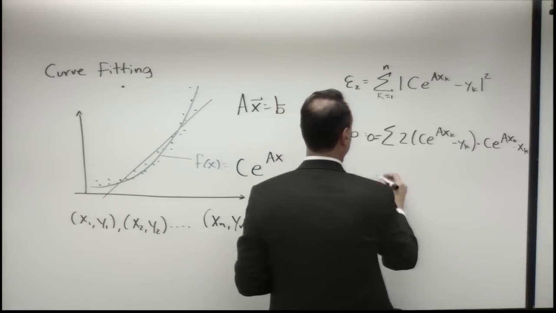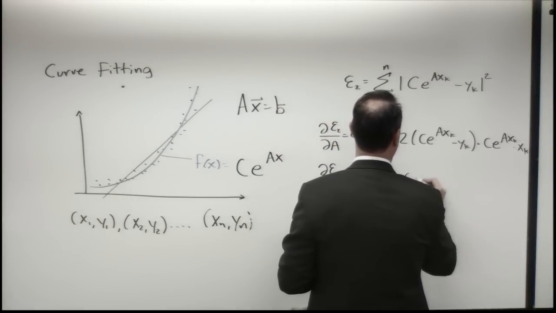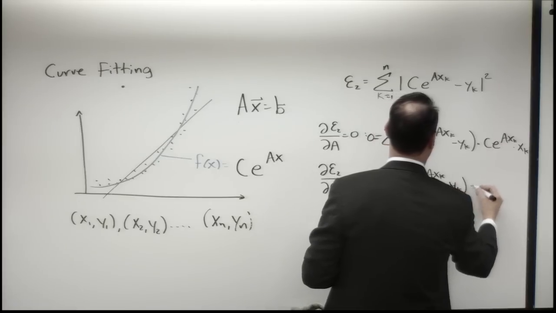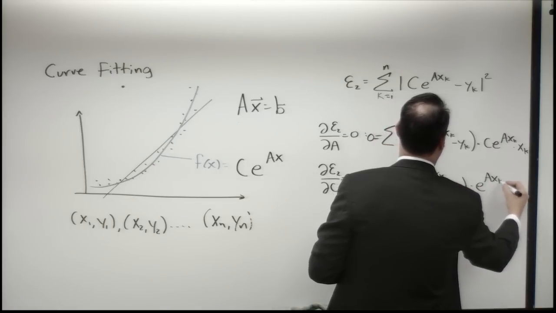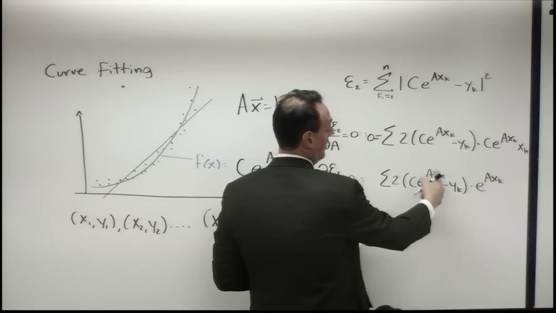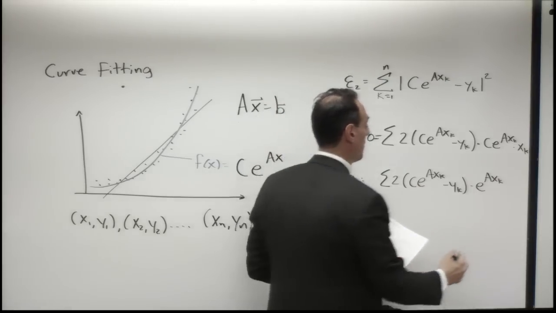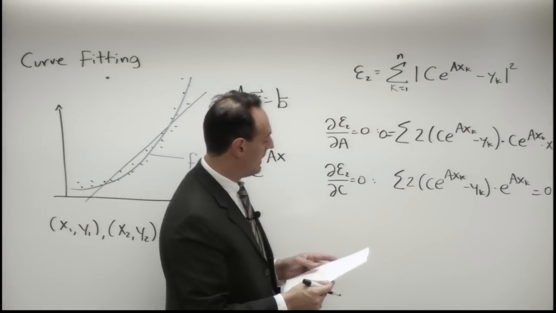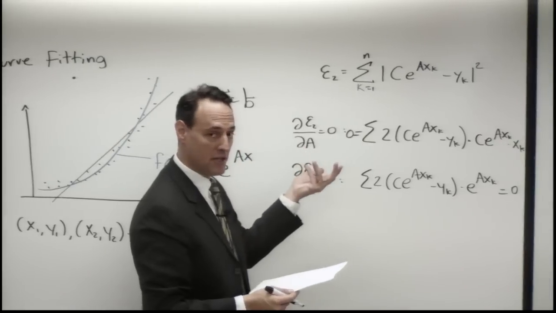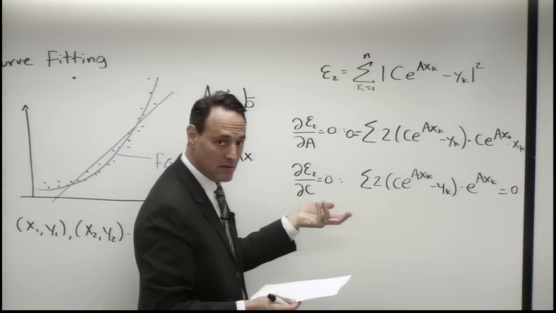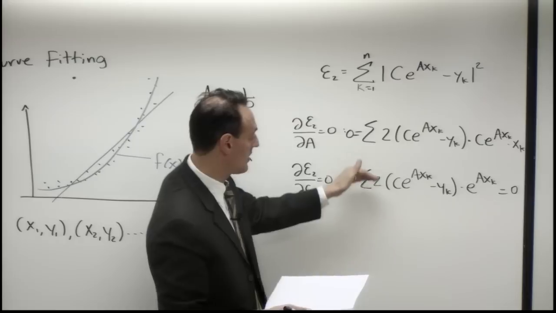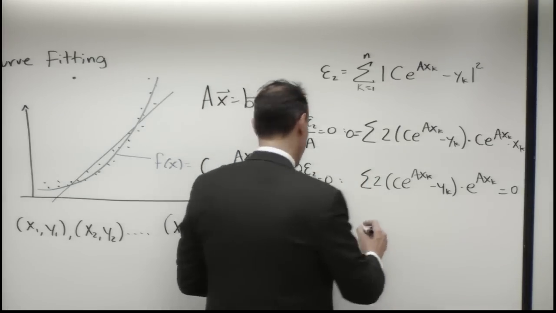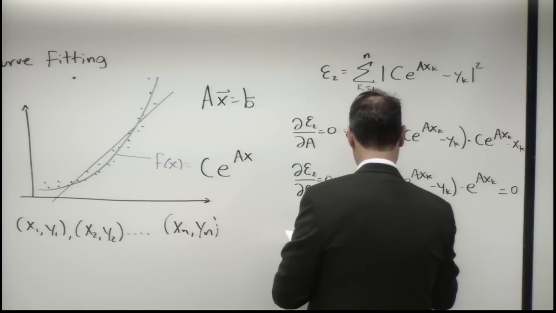And if you do this with respect to c, you get 2c e to the a x of k minus y of k times the derivative with respect to c, which gives you that back out there. And that's equal to 0. OK, 2 equations, 2 unknowns. Right? So here's an equation, here's an equation. We have 2 unknowns. And if I rewrite this, kind of simplify a little bit, here's what I get.